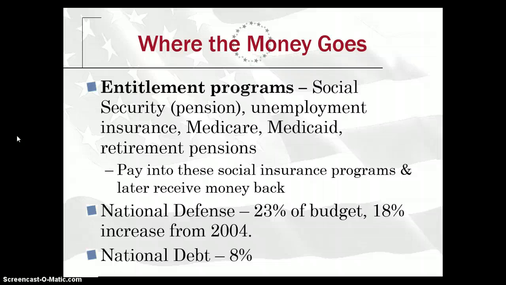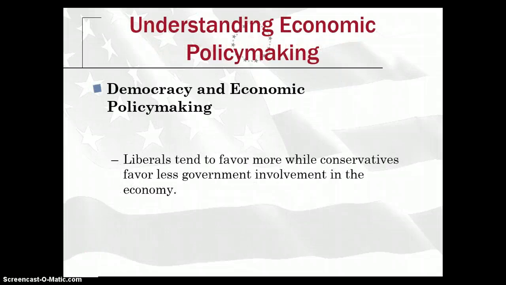In terms of national defense, 23% of the budget. That is an astronomically high amount. That is an 18% increase from 2004. And then an even smaller amount goes to the national debt, about 8%. But definitely entitlement programs, you'll hear a lot about that as to reforming Social Security because it's expected to eventually run dry. Especially with the baby boomers, that's becoming more of a problem.